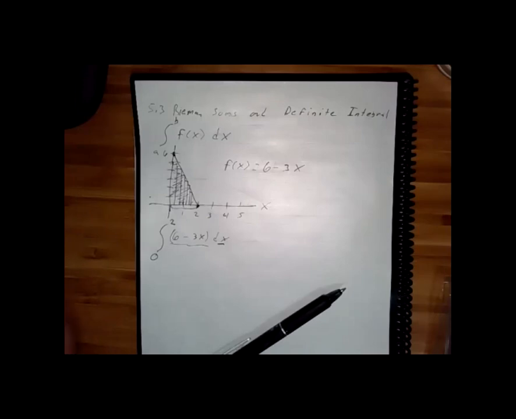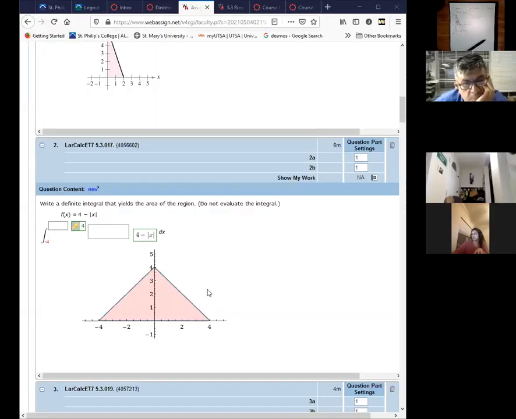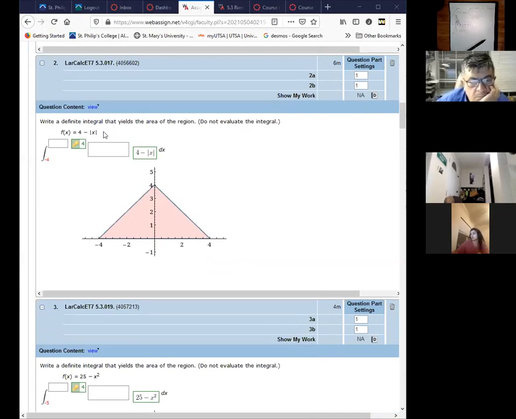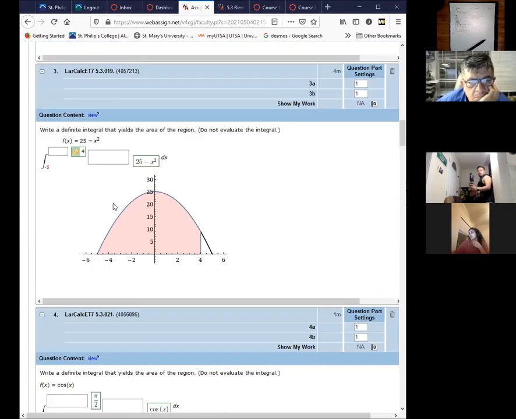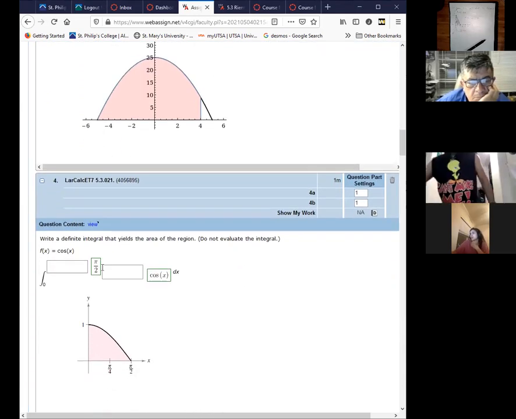So let me show you the homework questions. Check this guy out, right? It's dx, meaning I'm looking at it from here to here. So the lowest point is -4, highest point 4, right? What is a function that creates this weird little triangle? Well, that's this right here. So that goes in the box. That's all you do in the first 3, 4 questions.